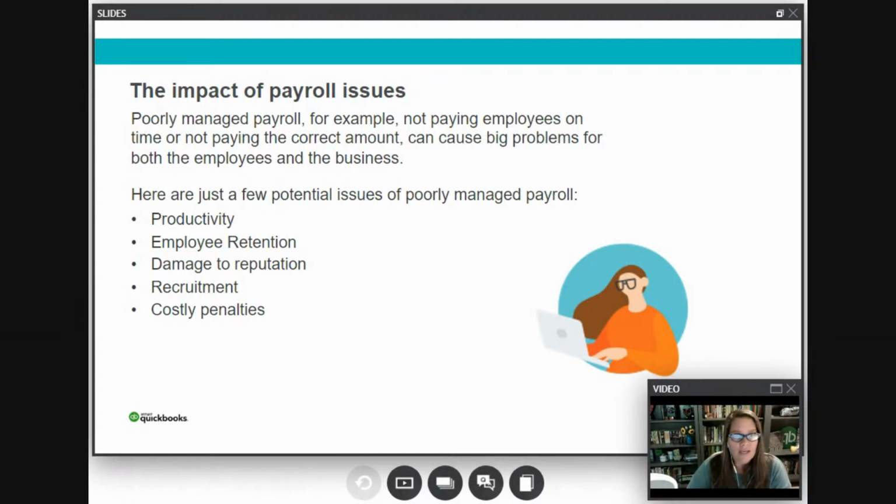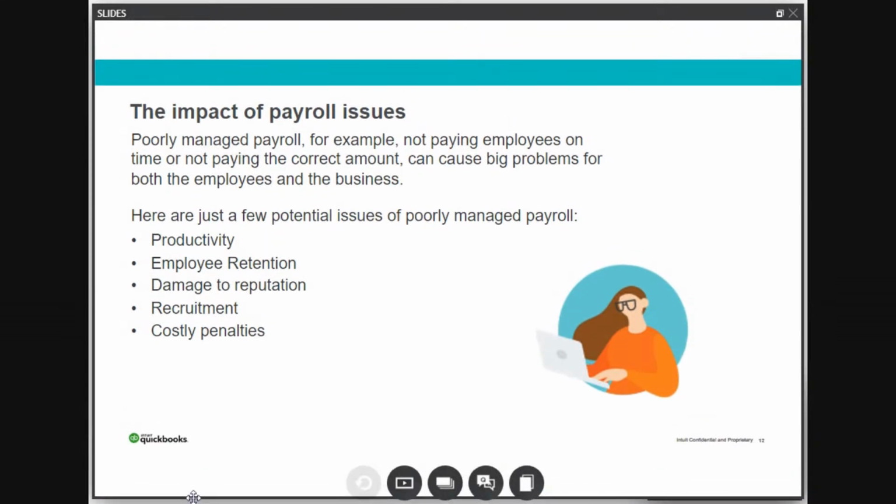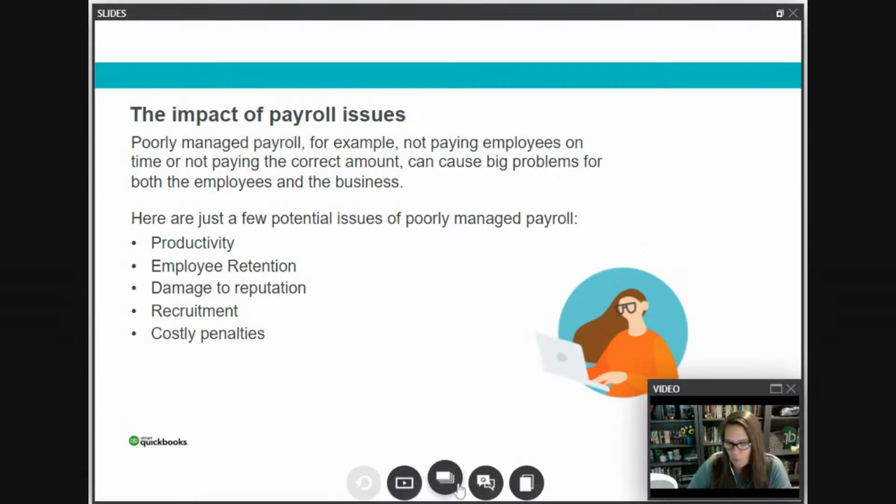Retention, like I just said, it's going to be hard to keep employees if payroll is managed poorly, if the hours are wrong, or the hours are late, or the direct deposit doesn't hit when it's supposed to. The damage to reputation: poor performance and poorly managed payroll can really affect the business's ability to serve the customers. What happens here is related to productivity and employee retention: employees start to complain, and they start to complain to the customers. And so then the customers are less likely to come back.